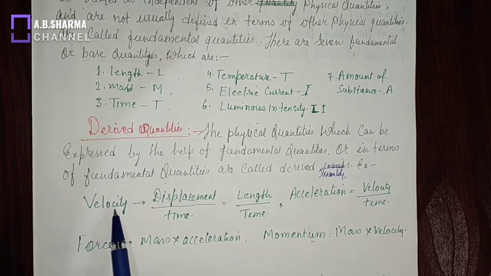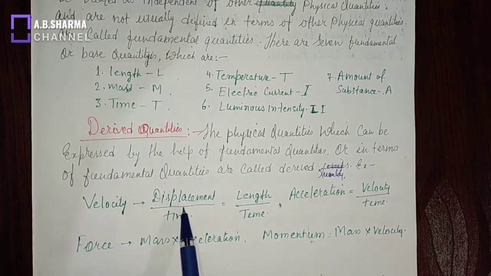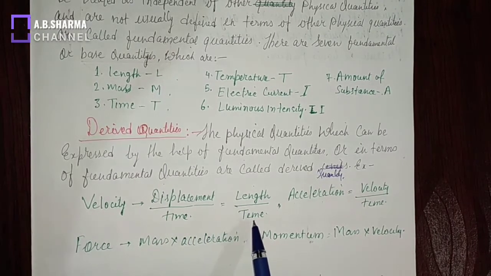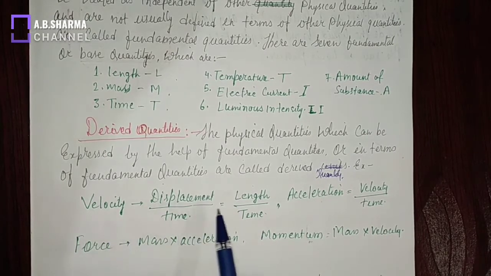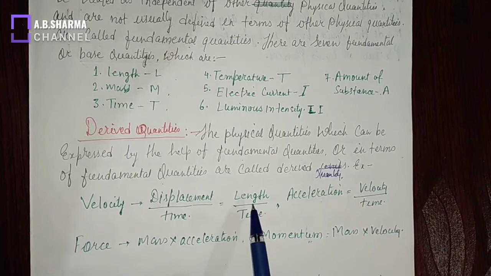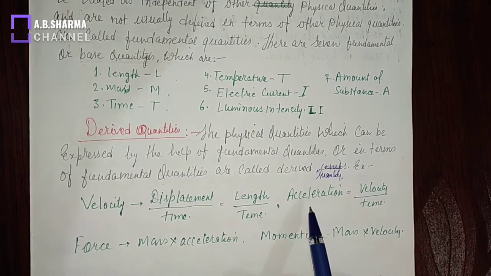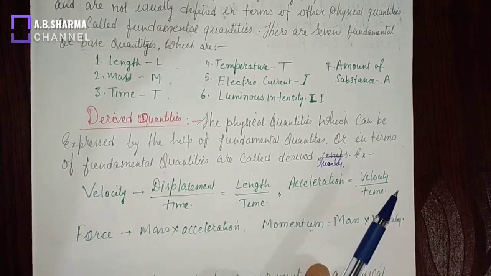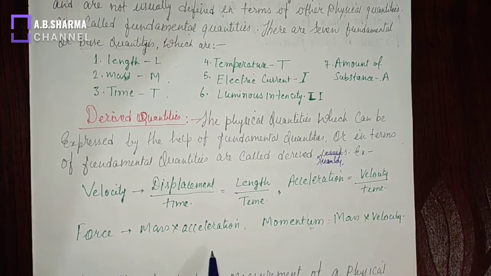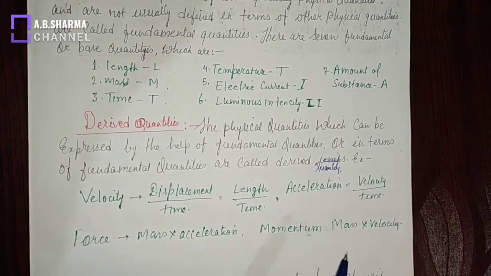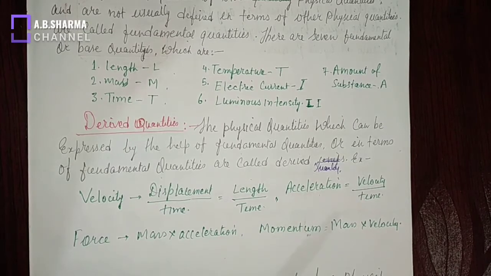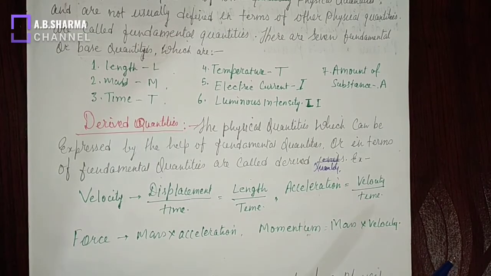For example, velocity. Velocity is equal to displacement over time, that is the rate of change of displacement. Displacement is length and time is t, that is second. So velocity is expressed in terms of length and time, and those are fundamental quantities. Again, acceleration is expressed in terms of velocity and time, and velocity and time are expressed in terms of fundamental quantities. Force is mass into acceleration, momentum is mass into velocity. These are quantities which are expressed in terms of fundamental quantities. So these are called derived quantities.